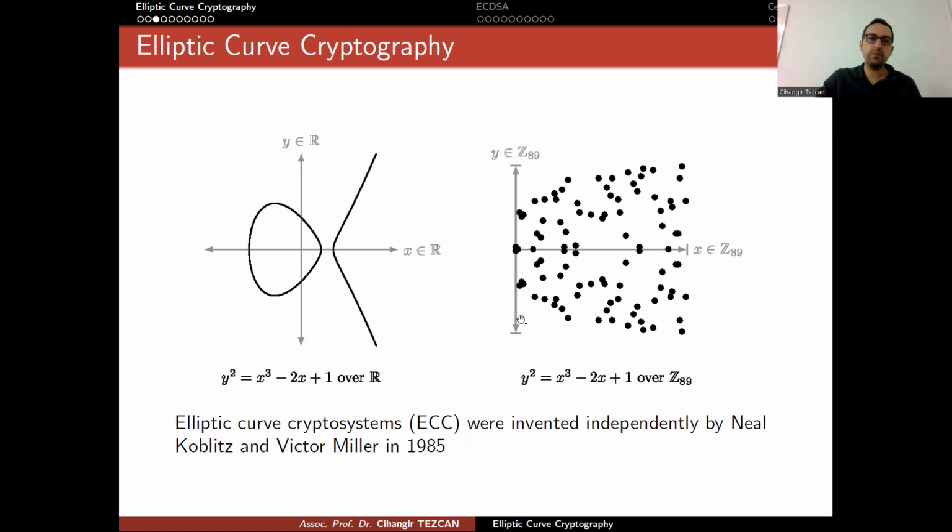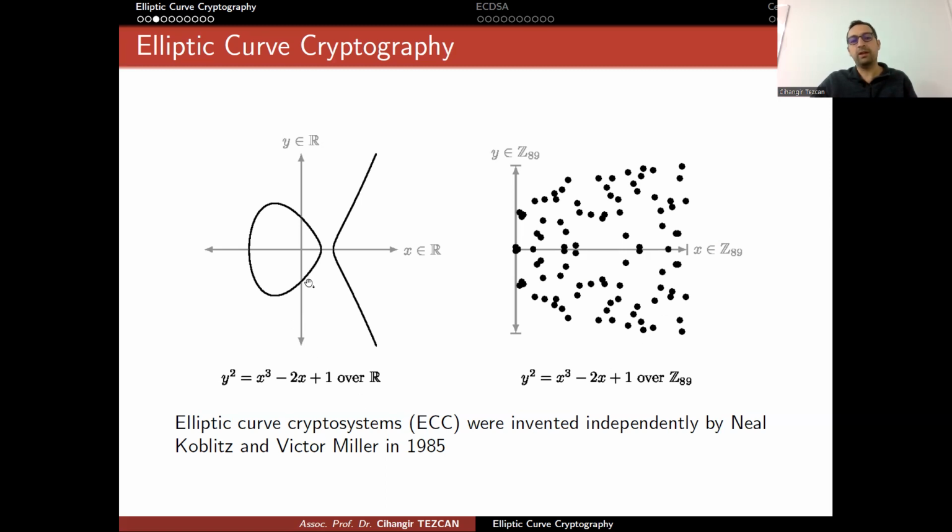All right, so elliptic curve crypto systems were independently invented by Neil Koblitz and Victor Miller in 1985. And they said that we can use this group for cryptography. Of course, if you draw the elliptic curve like this, as I said, in real coordinates, this is the picture you get. But recall that in cryptography, we don't work on groups or fields with infinitely many elements. Here we have infinitely many points. But since we are going to work with finite elements, we have to define it over some group or field.